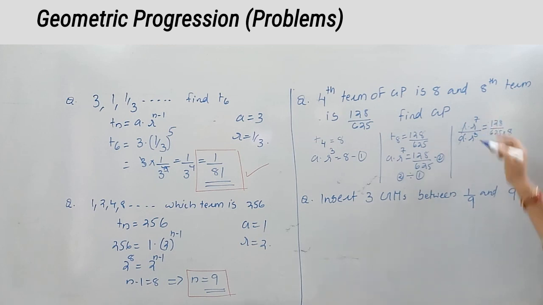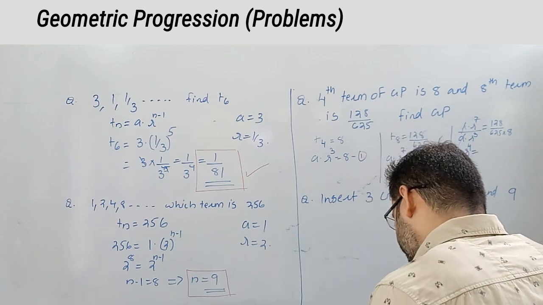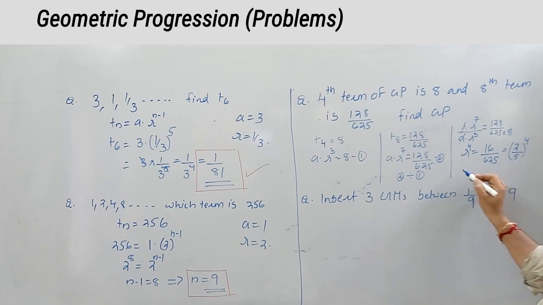A gets cancelled. R raised to 7 divided by R raised to 3 gives R raised to 4, which is equal to 128 divided by 8. We will get the answer as 16 divided by 625. It can be written as 2 by 5 the whole raised to 4. R is equal to 2 by 5.